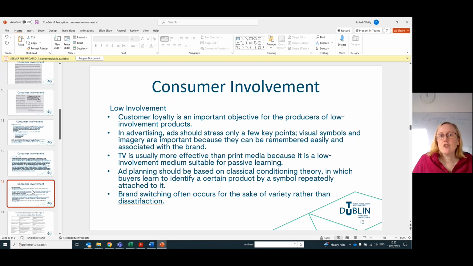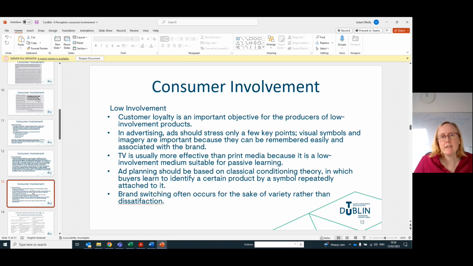In advertising, ads should stress only a few key points. Visual symbols and imagery are important because they can be remembered easily and associated with the brand. So last year, you would have looked at using semiotics and so on in brand development, the Andrex puppy denoting softness and stuff like that. Nobody's going to pay attention to go through a list of features and so on. So it's a few quick points, and if that can be done symbolically, all the better.